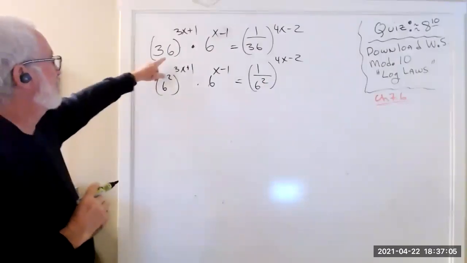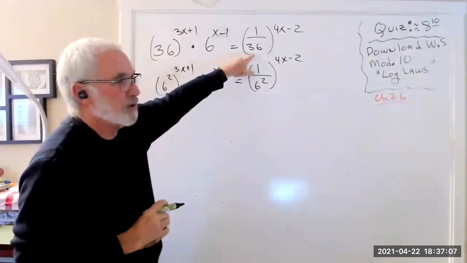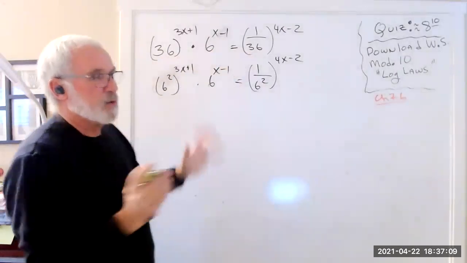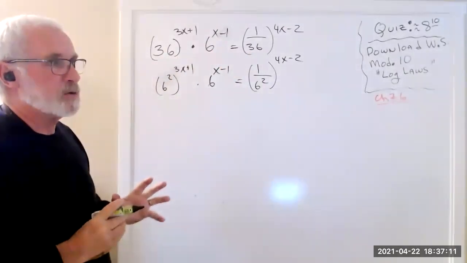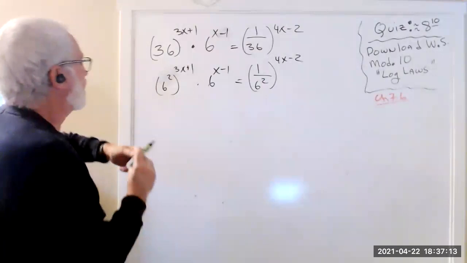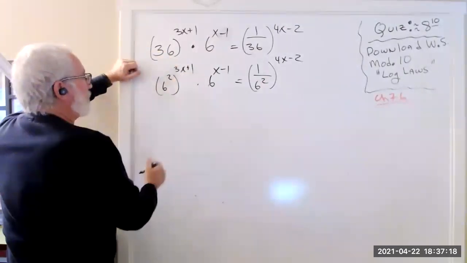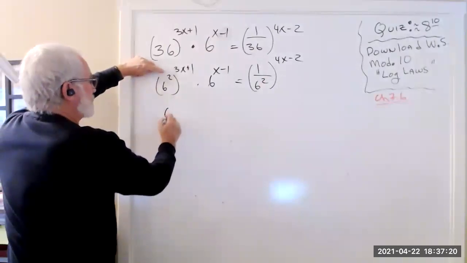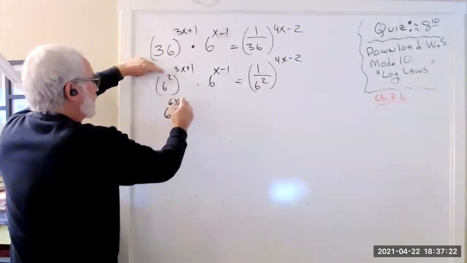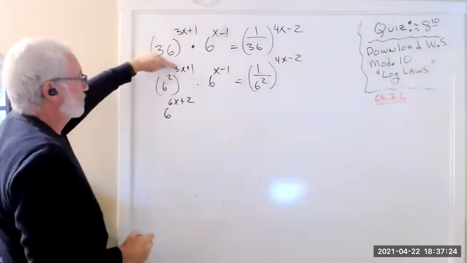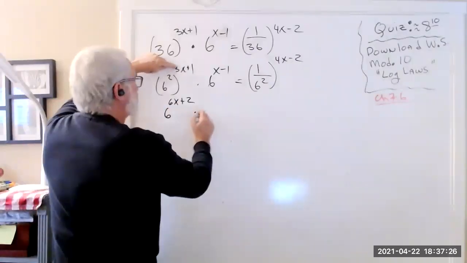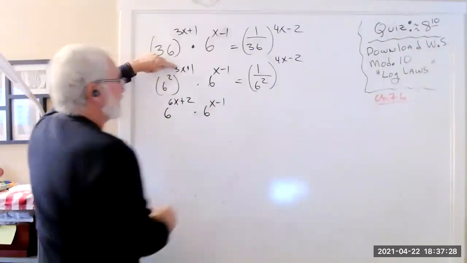Okay. Looking inside of all of the base numbers and then saying what's the lowest base they all have in common? 6. Now, this particular one is a power raised to a power, so you can multiply them. So this is 6 to the 6x plus 2 times 6 to the x minus 1.